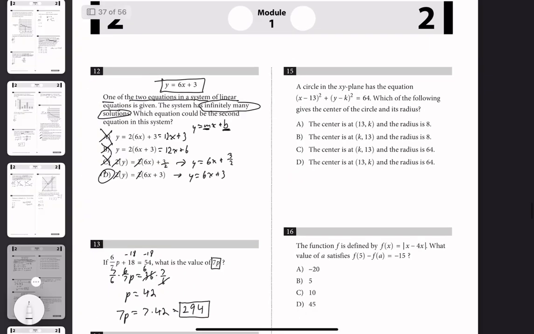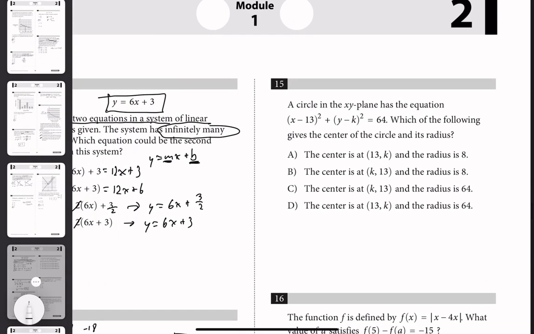Looking at question 15 here, we're only doing 3 more, so almost done. A circle in the xy plane has the equation as follows. Which of the following gives the center of the circle and its radius? So remember, the formula for a circle is x minus h squared plus y minus k squared, which is equal to r squared. And we know that the center is point h, k. And we know that the radius is r.